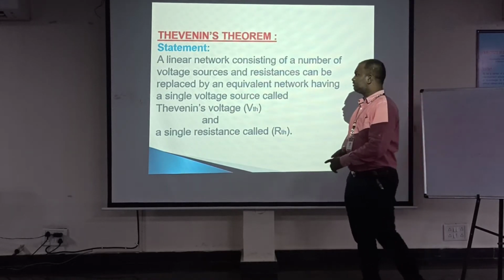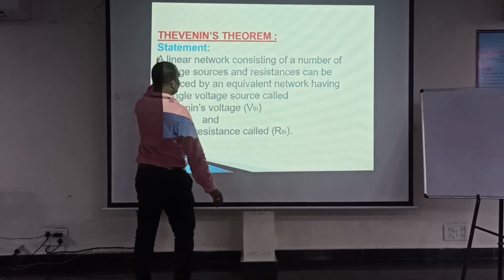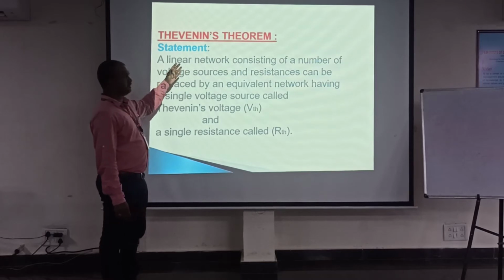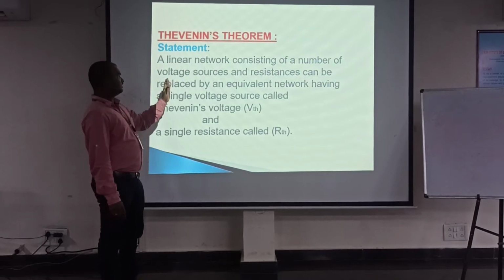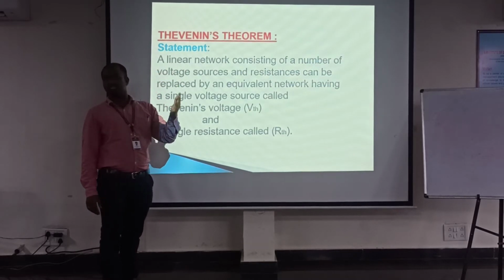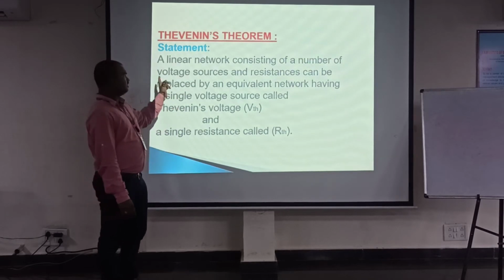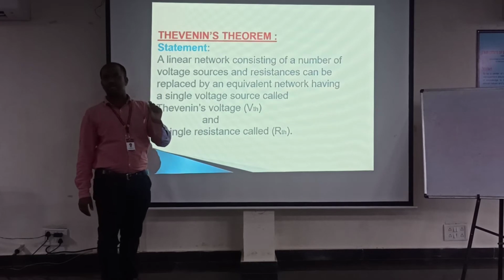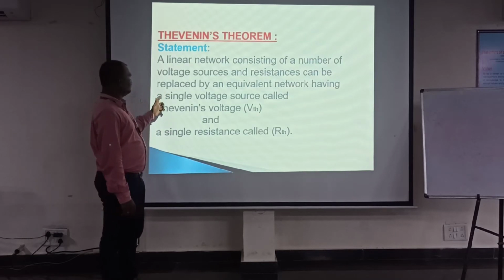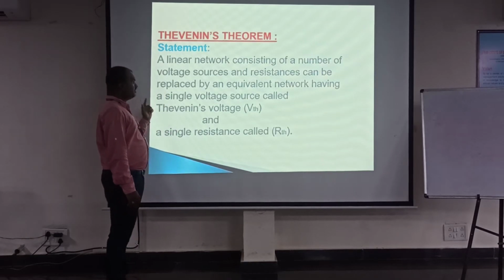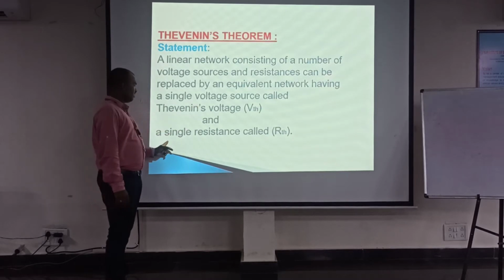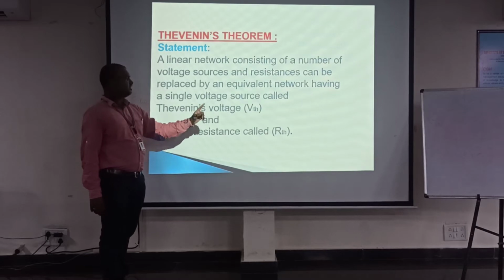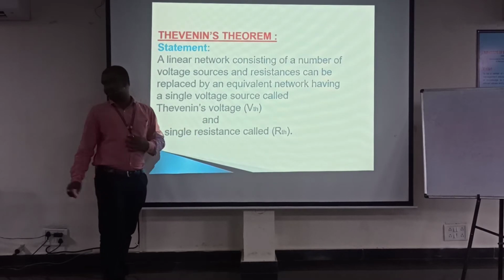Thevenin's theorem states that in a linear bilateral network consisting of a number of sources, that may be voltage sources or current sources, with network elements, the network elements being resistor, capacitor, inductor, the number of sources are represented with a single equivalent network. That network consists of Thevenin's voltage VTH along with Thevenin's equivalent resistance RTH, that is VTH in series with RTH.